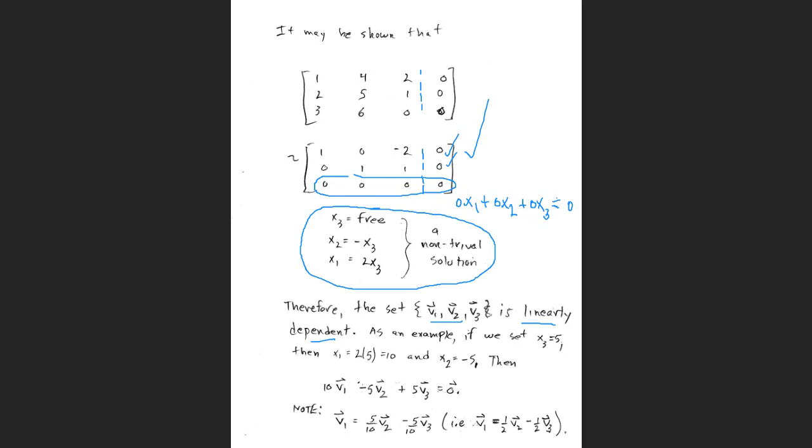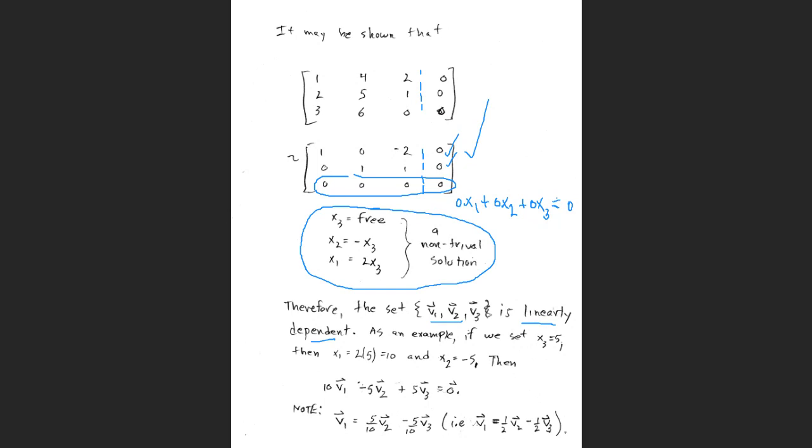x1 times v1 plus x2 times v2 plus x3 times v3 equals the zero vector. There's an infinite number of solutions for x1, x2, and x3 beyond the trivial solution.